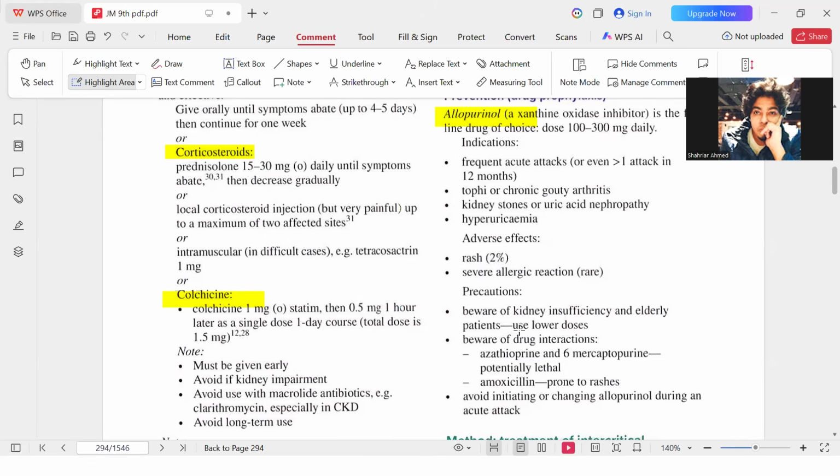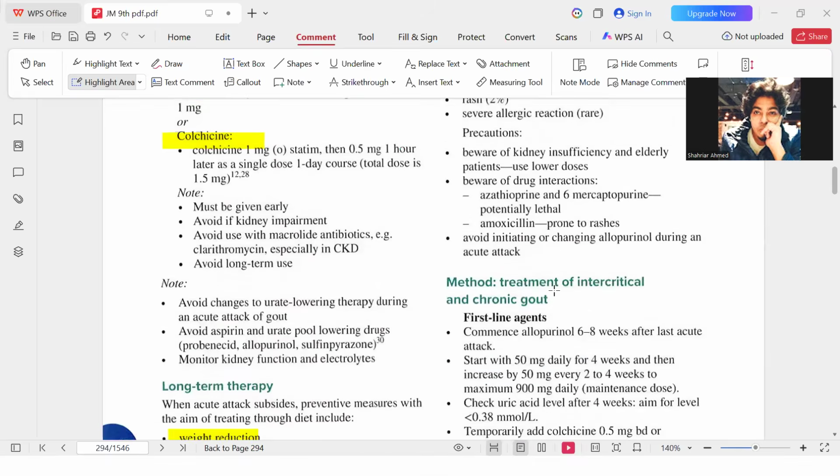When the acute phase has subsided, maybe 1 week, 2 weeks, then you go for it. So with frequent attacks, you can. So after a certain time, you can give that one.